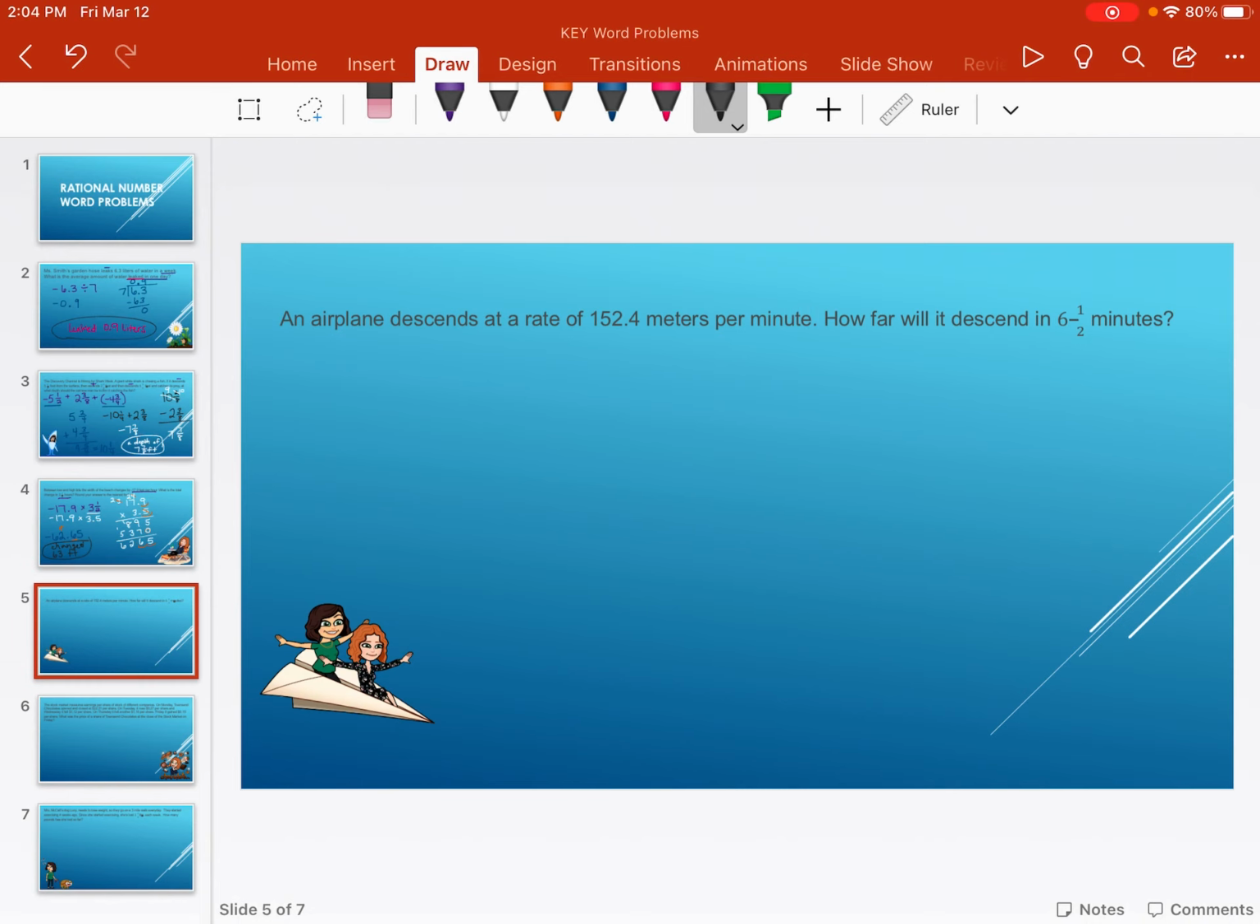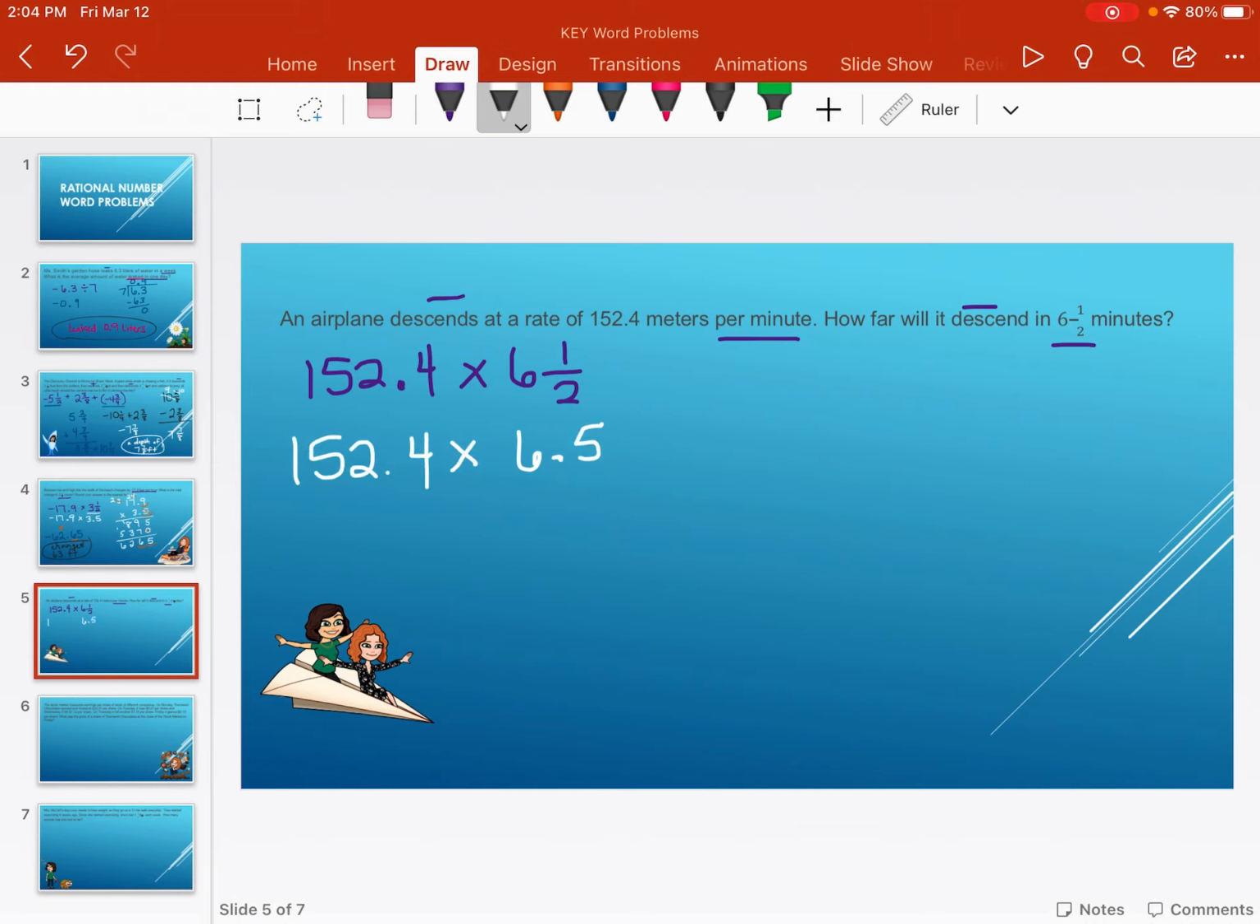Okay, an airplane descends at a rate of, descends, remember going down is negative, of 152.4 meters per minute. How far will it descend for 6.5 minutes? Okay, so this is how much it is for 1 minute. We're watching it for 6.5 minutes. So I'm going to multiply again. 152.4 times 6.5. Again, you can go fractions or decimals. I'm thinking decimals because, again, 1/2 is 0.6, so that's pretty easy. So I have 152.4 times 6.5.